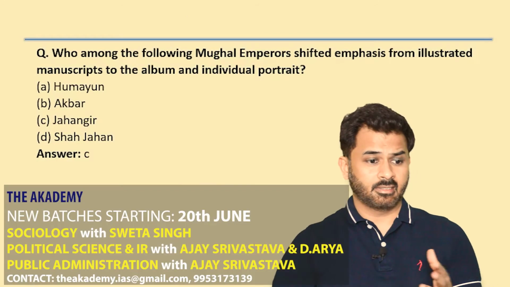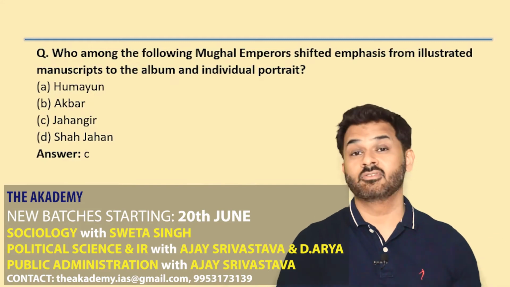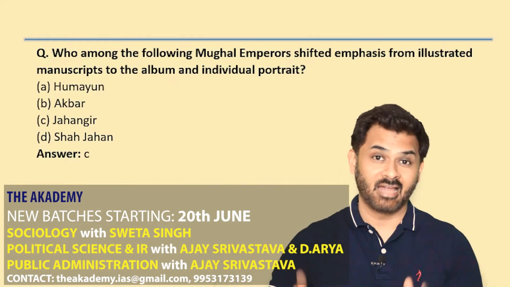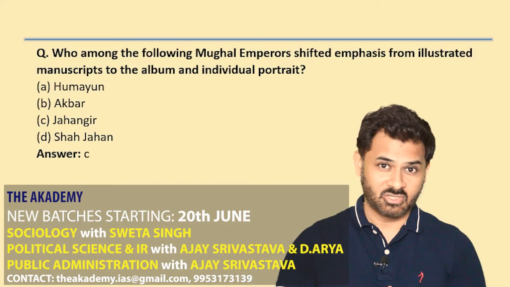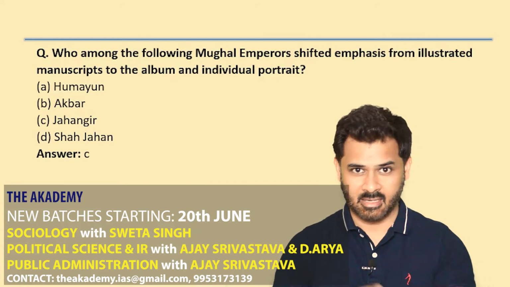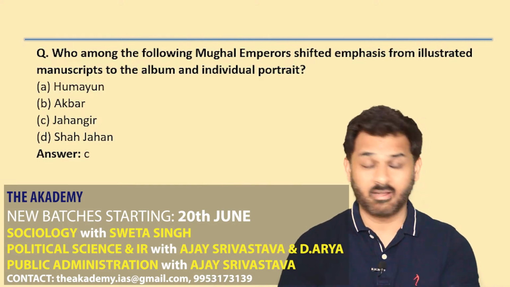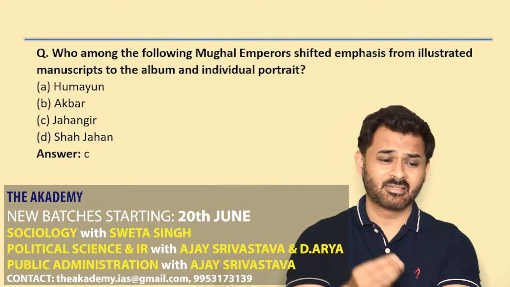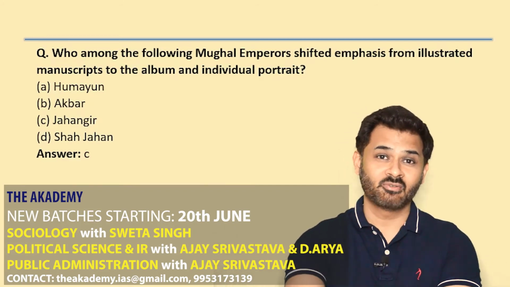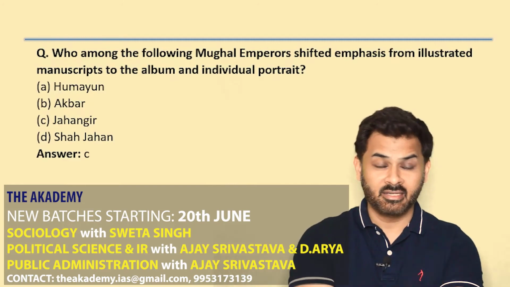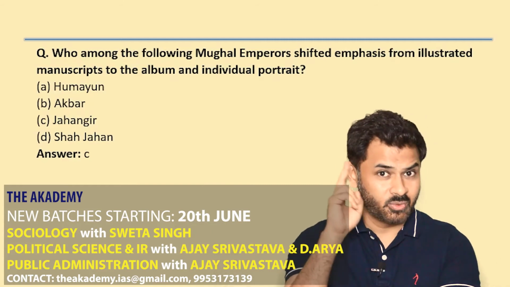Another one is: who among the following Mughal emperors shifted emphasis from illustrated manuscripts to the album and individual portraits? Of course, it is related to art and painting. And when you know for a fact which emperor was more interested in all these, and it was Jahangir, obviously the answer would be C in this case. So you see how you are just applying a little bit of logic along with the facts which you may be knowing. This question may seem very simple and you already know the answer, but I'm just using these questions to demonstrate the technique. Sometimes this technique would be of higher utility when it comes to more difficult and complicated questions, but at least you keep the technique in your mind.